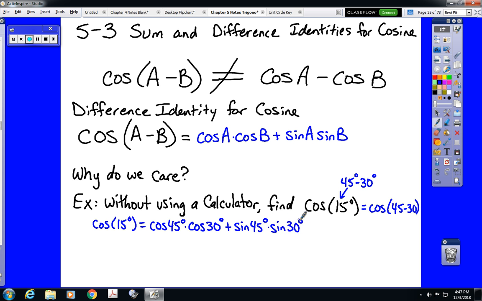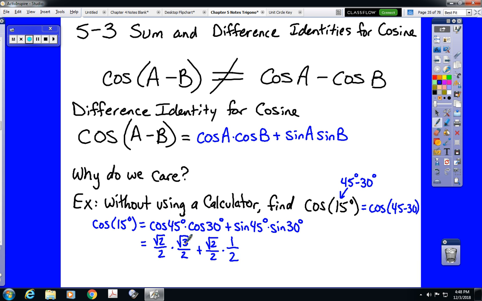Now if we go and pull those values from the unit circle, the cosine of 45 degrees is root 2 over 2. The cosine of 30 degrees is root 3 over 2. The sine of 45 degrees is root 2 over 2. And the sine of 30 degrees is 1/2. We don't need a calculator to do that calculation.